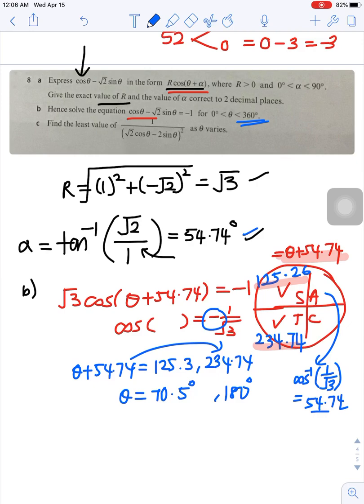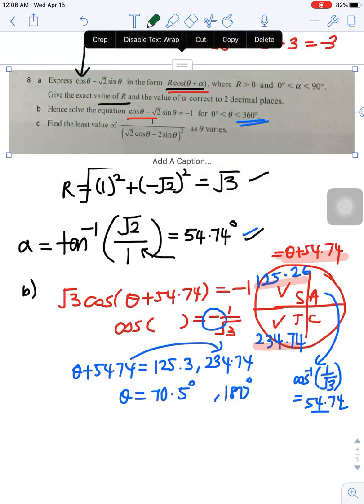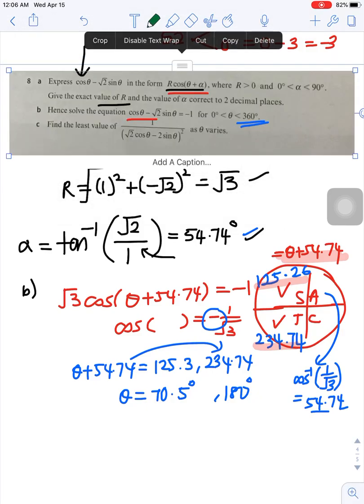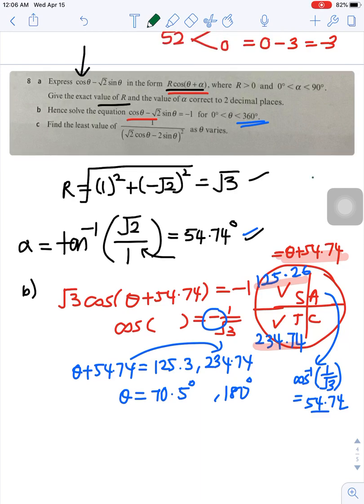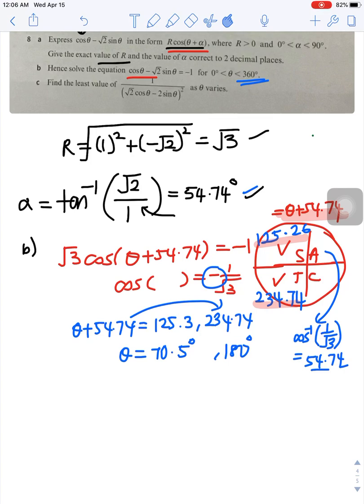Now let's check on part C. I think part B is simple if you already got part A. And of course part C is thinking. The question wants you to find the least value. What is least? Least means smallest value. Smallest value of this expression as theta varies. Now how do we do this? Of course I want to look for some connection. I look at this and then I look at this. Do they look the same?